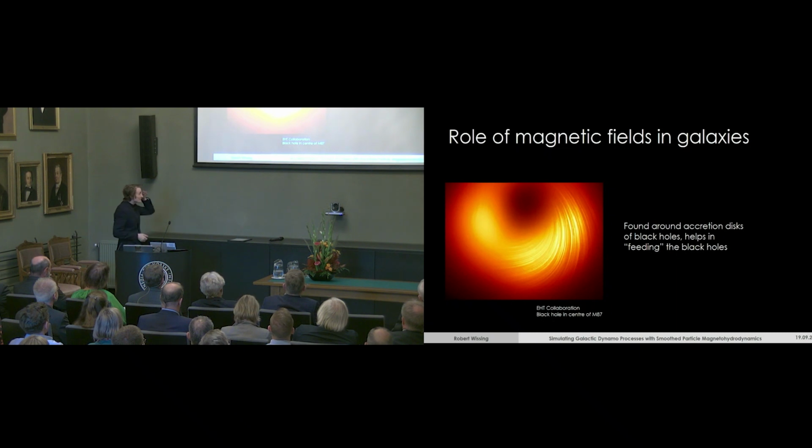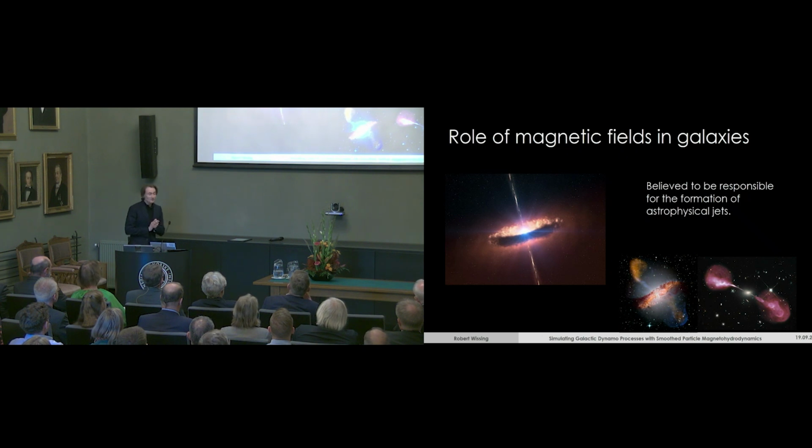Another role of magnetic fields is that we have found them around the accretion disks of black holes. In theory, it is believed that the magnetic field, because of instability, increases the transport of material towards the black hole, making them brighter than what we would expect. Magnetic fields are also believed to be an essential component in the formation of astrophysical jets.